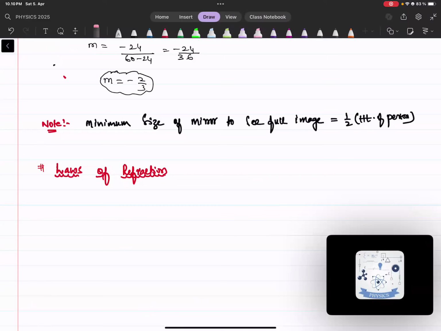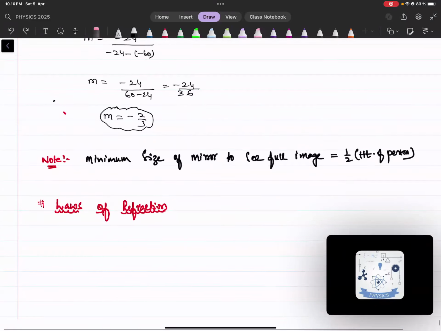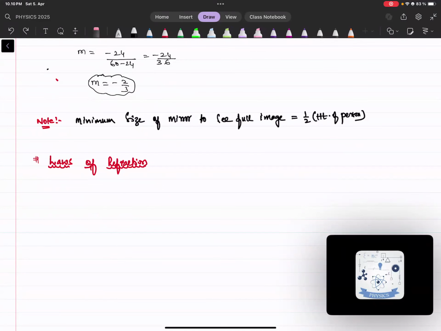Okay. Law of refraction, beta. What do you mean by refraction, beta? Anyone? The bending of the light when it is entering from one medium to another medium is known as refraction of light. Bending of light is known as refraction in simple words. In this also, beta, the incident ray, refracted ray, and normal all lie in the same plane.